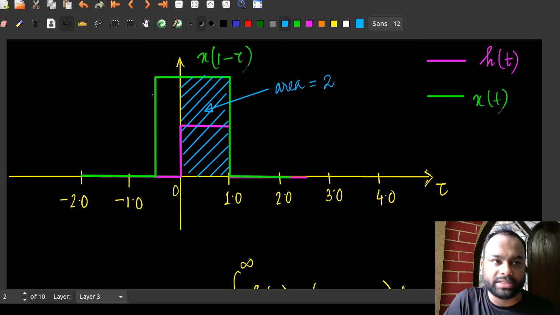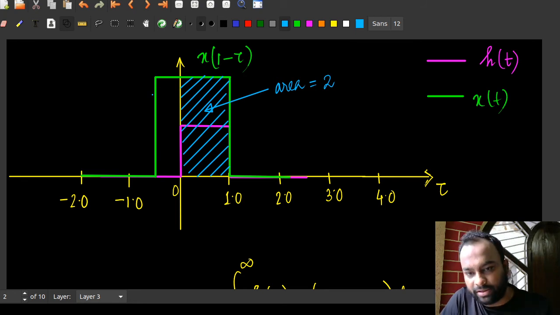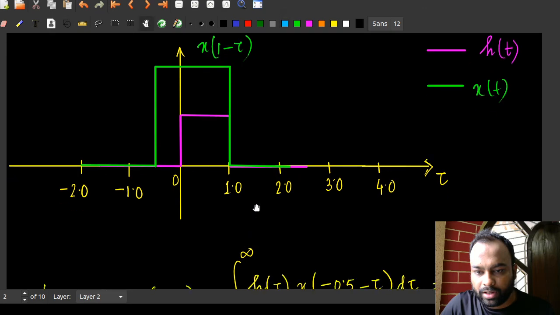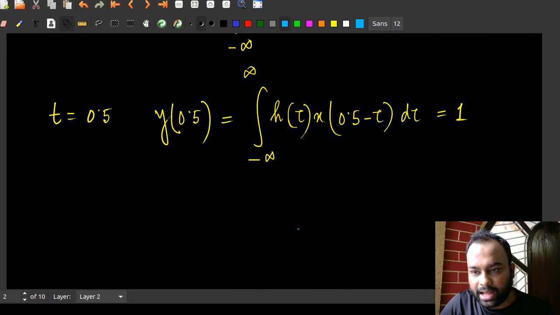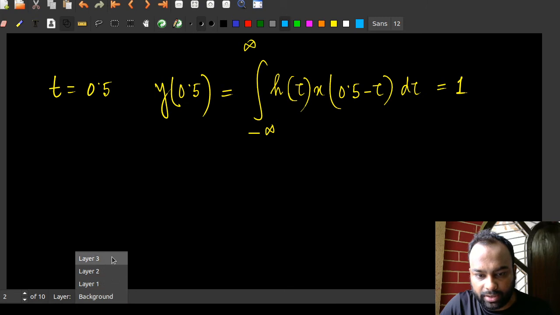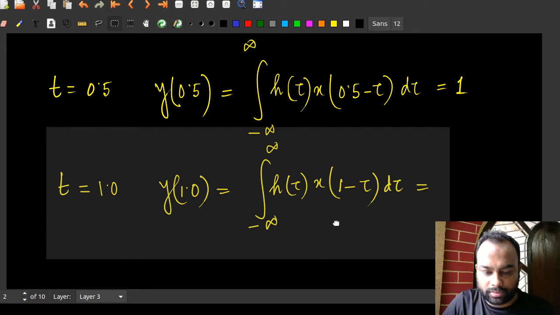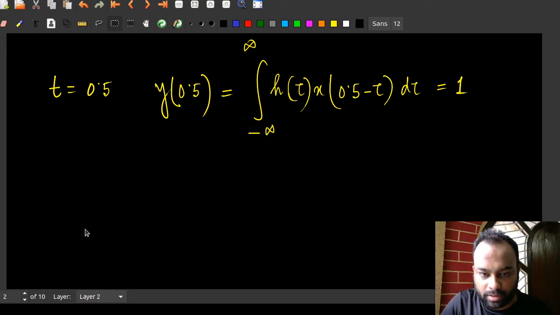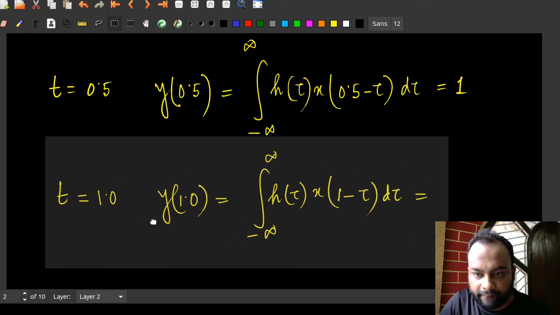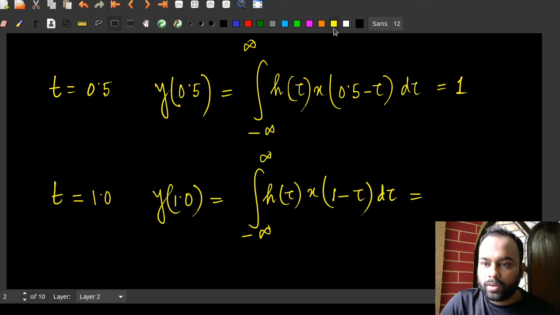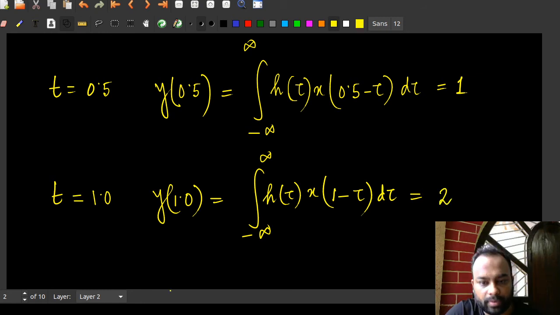And doing an integration for a computer is not a very difficult task. Anyway, that's very simple to understand. So the area is 2. So again, let me go back to the output of the system. So the answer would be 2.